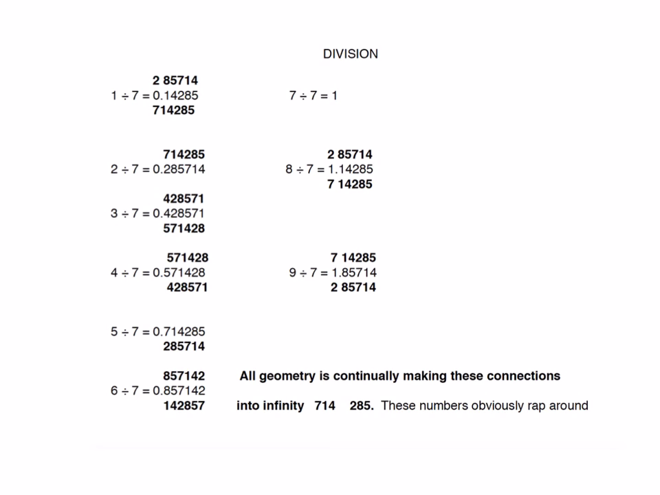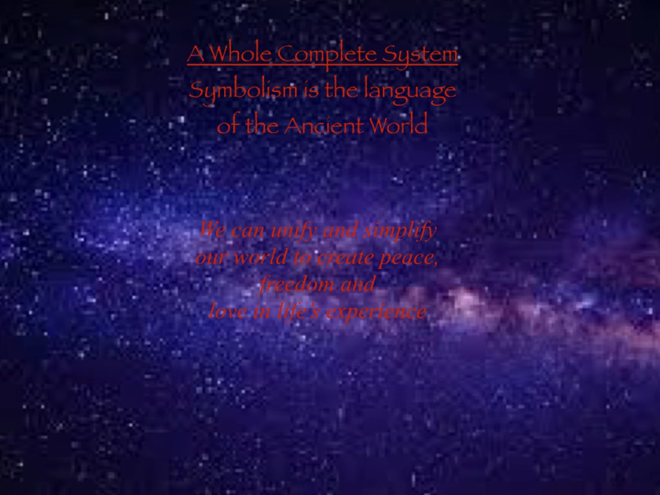And I think it's really fun that this is a whole, complete system of symbols. This is the language of the ancient world, which, if we thought more in this symbology of a system of perfect symbolism in a language which we can all understand, we can unify and simplify our world, and we can create peace and freedom and love in life's experience.